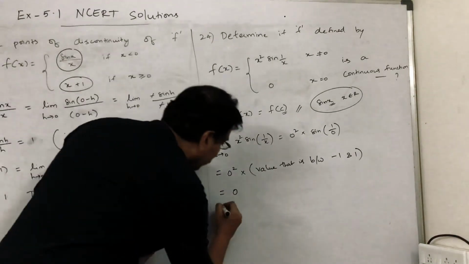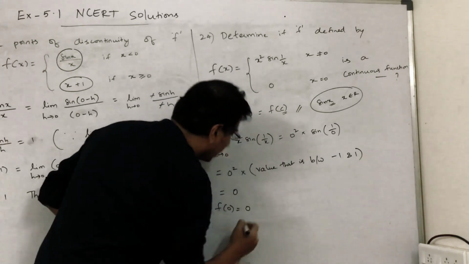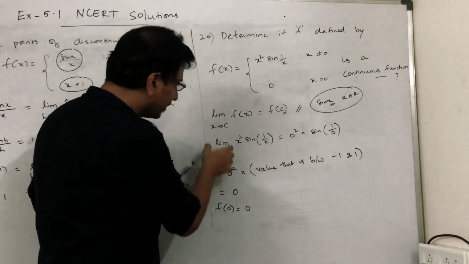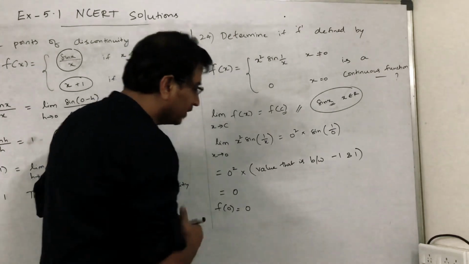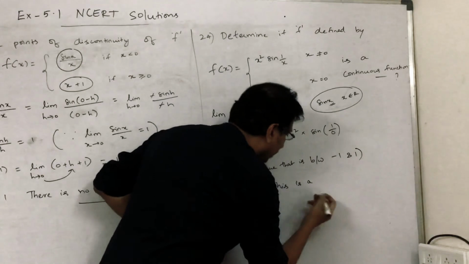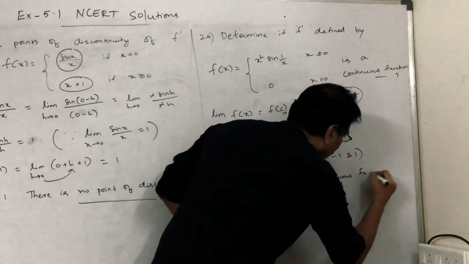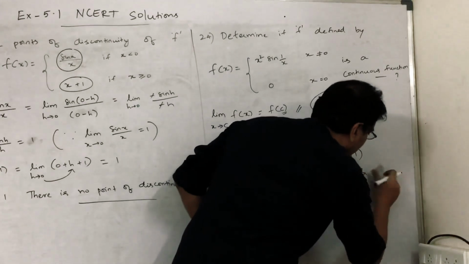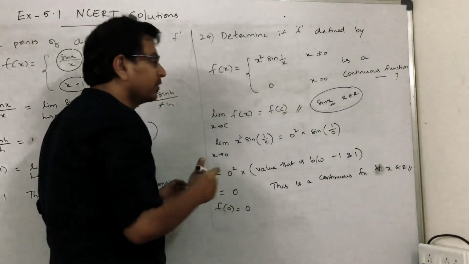Now, what is f of 0 here? According to the question, f of 0 is still 0. Since limit x tends to 0, f of x is equal to f of 0, this is also a continuous function. This is a continuous function for all values of x that belong to R. So, there is no point of discontinuity at all.